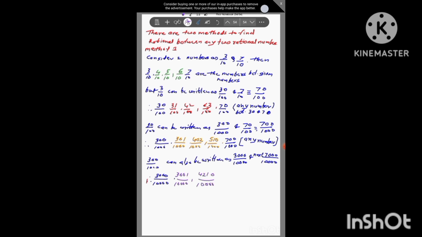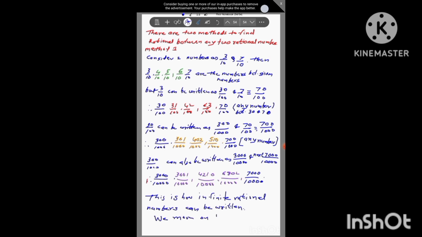Remember, we are looking for only rational numbers. There is a different method for getting irrational numbers. We are going to see that again here after some examples. So this is one method of getting rational numbers between two rational numbers. Infinite numbers can be found. So we move on to the other method.